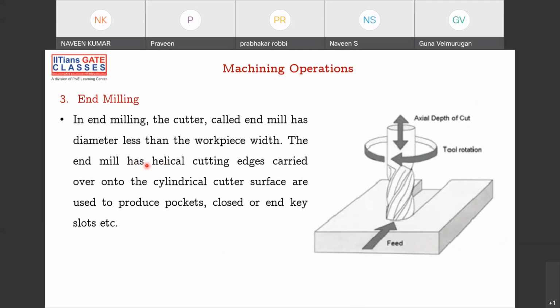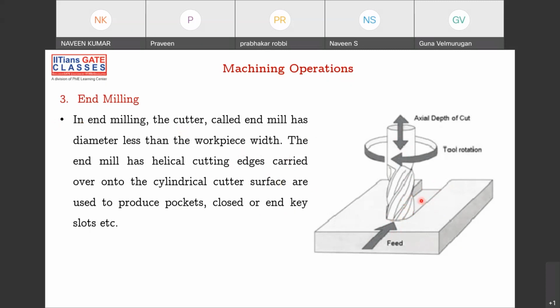Next is end milling. End milling is a mix of both. In end milling, the cutter, called an end mill, has a diameter less than the workpiece. The mill has helical teeth on the cylindrical surface and is used to cut pockets. If you see, it is rotating. Here you can say this is kind of face milling, but what is it generating? It is generating a slot. It's not face milling, it's end milling. The cutter is smaller than the workpiece and you are making a slot or keyways. This is called end milling.